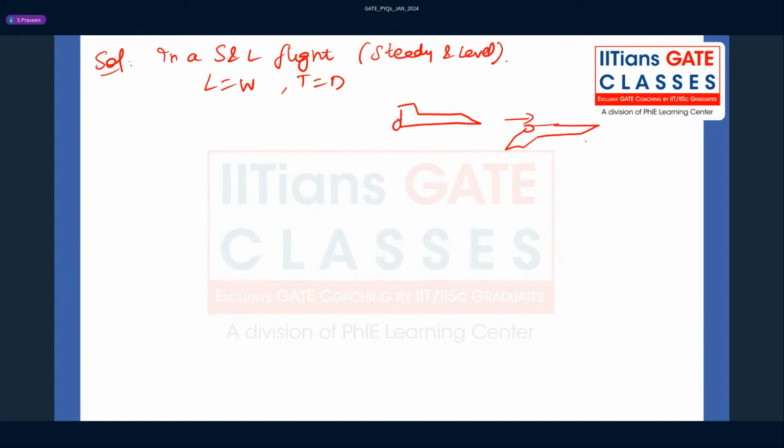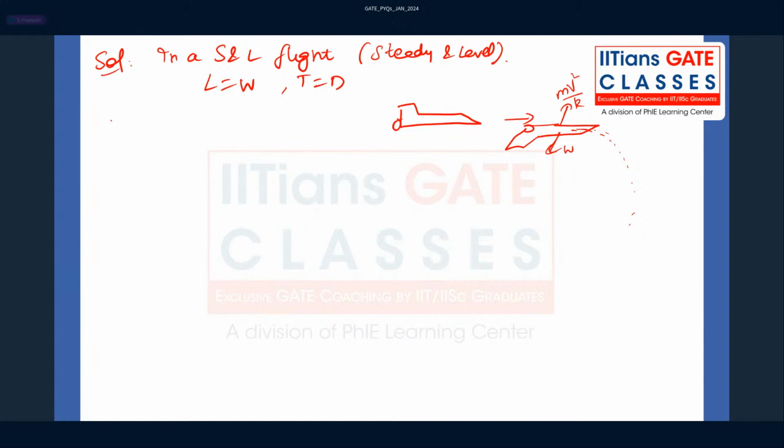It will obviously try to follow, because it is inverted, so lift is now in this direction, and weight is also in this direction, and that is balanced by my centrifugal force. So that will basically be causing the aircraft to follow a circular path. That is basically a pull down maneuver, right?